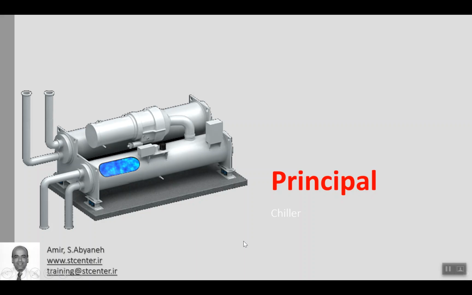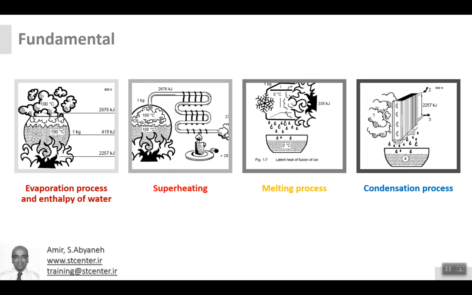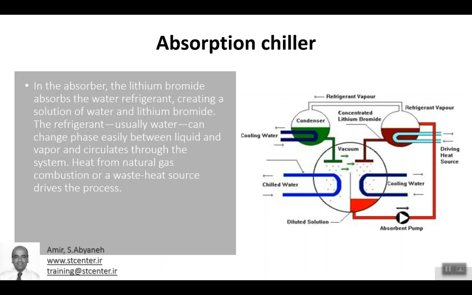Okay, so the principle of the chiller. It is important that as a control engineer you understand the principle of the different types of chiller, to have a better control idea of how to design the control concept and controller, how to monitor and how to treat it during operation. First of all, you should know the fundamentals: the evaporation process, superheating, melting and condensation. You should know what they mean.